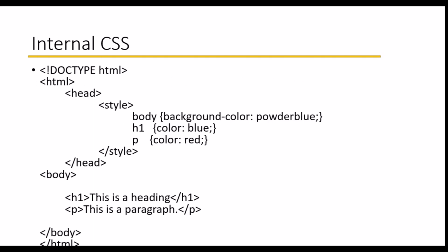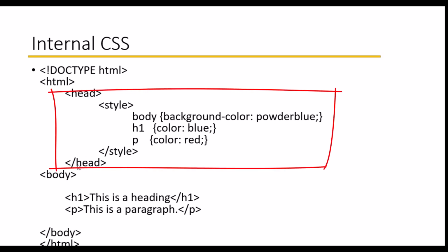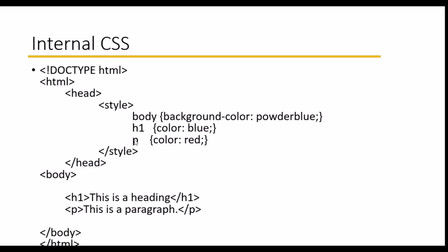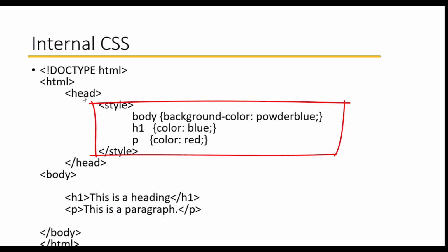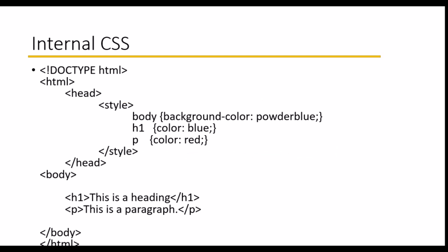So the second topic is internal CSS. An internal CSS is used to define a style for a single HTML page. An internal CSS is defined in the head section. As you can see, this is the head section here, and the internal style is going to be added using the style element inside this head section, not outside the head section. So an internal CSS is defined in the head section of an HTML page with the style element.